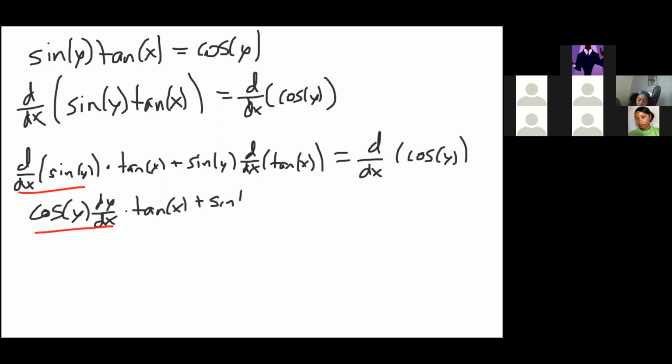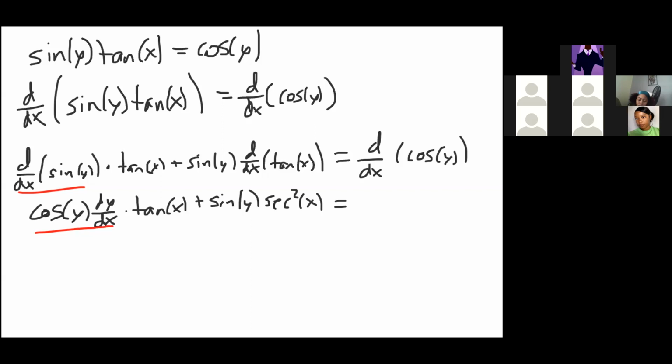plus sine of y times the derivative of tangent. And what's the derivative of tangent with respect to x? We've got no y's in there, so this one's straightforward. Secant squared. Yeah, secant squared. Thank you. I kept talking, interrupting your chance to answer. But secant squared of x.